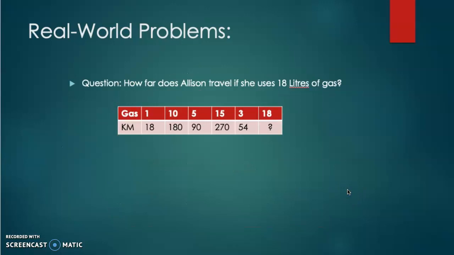All right, question: how far does Allison travel if she uses 18 liters of gas? What you have to notice is that these are out of order. These aren't in the order we need. But for every 1 liter of gas, she can drive 18 kilometers. Here are some more equivalent ratios. If I keep saying fractions, I'm really sorry. I'm very tired. With 18 liters of gas, how many kilometers will she go while driving her car? Pause the video, work on that, please.